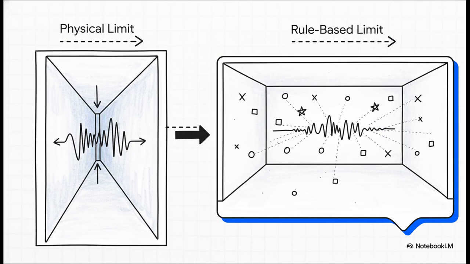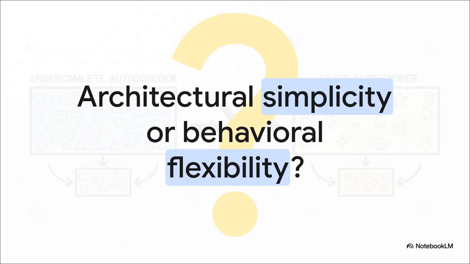So, if you're going to remember one thing from all this, make it this. The undercomplete model forces the network down a narrow hallway. The sparse model, on the other hand, lets it into a huge room, but tells it to only use a few specific tools. It's a physical limit versus a rule-based limit. And that brings us to the final choice, doesn't it? It all comes down to what you need. Are you looking for the elegant simplicity of an architectural squeeze, or do you need the flexible power that comes from a behavioral rule? The answer isn't just about building a better autoencoder, it's really about deciding how you want your model to learn and to think.